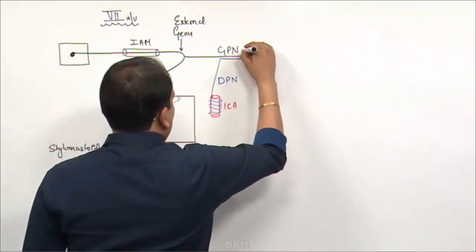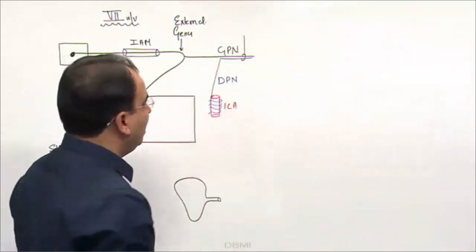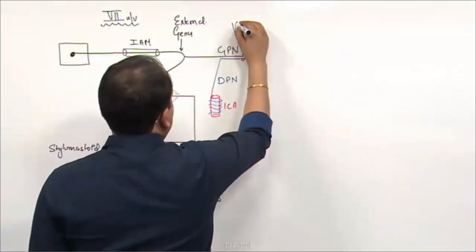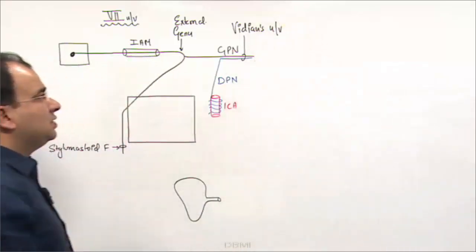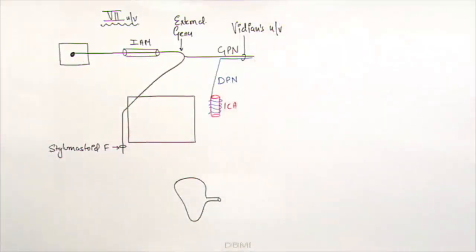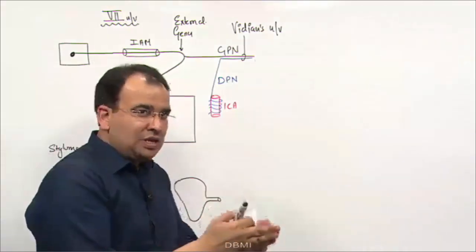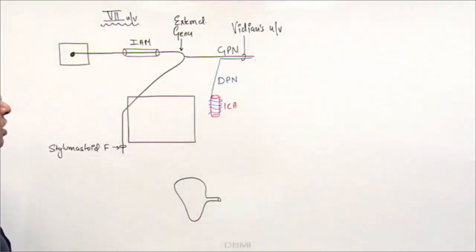Together they are called the nerve to pterygoid canal, or also called Vidian's nerve. We call it Vidian's nerve or nerve to pterygoid canal. Greater petrosal nerve and deep petrosal nerve together are referred to as Vidian's nerve or nerve to pterygoid canal.